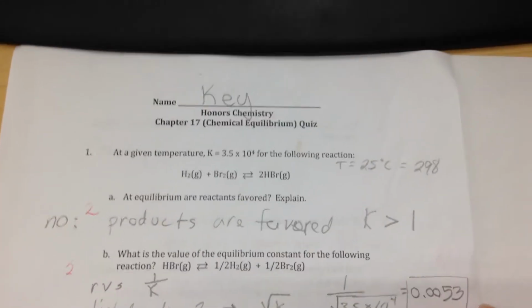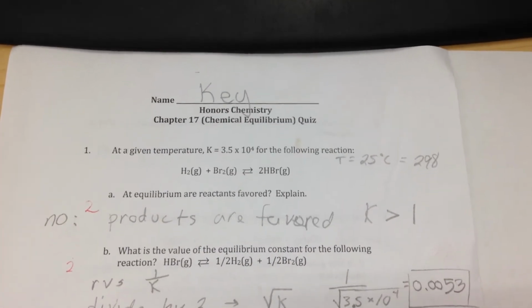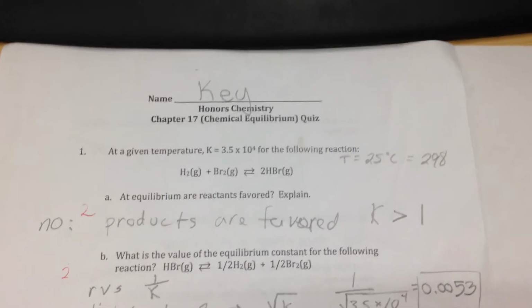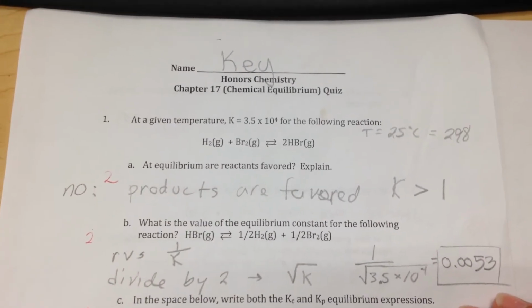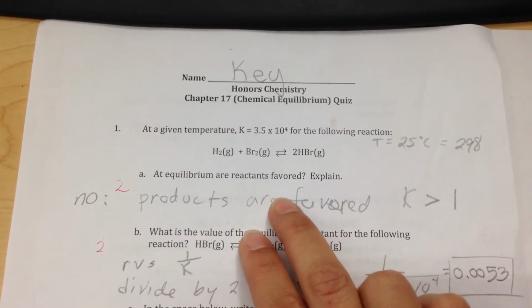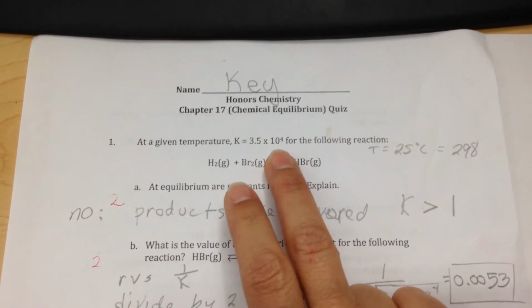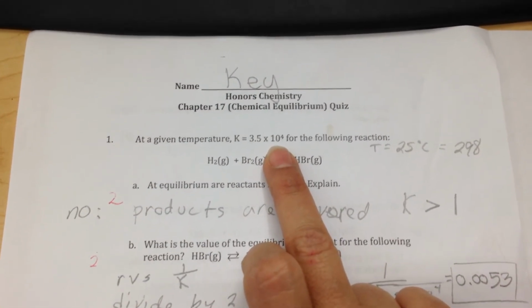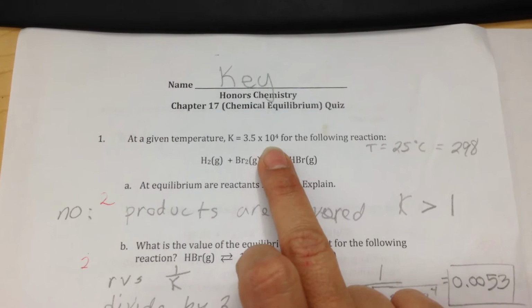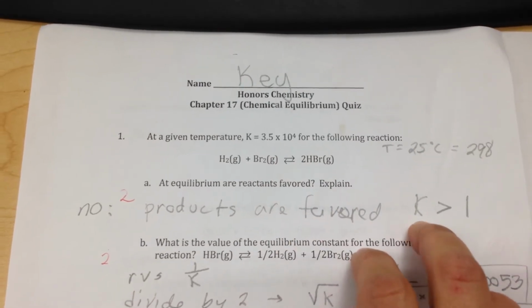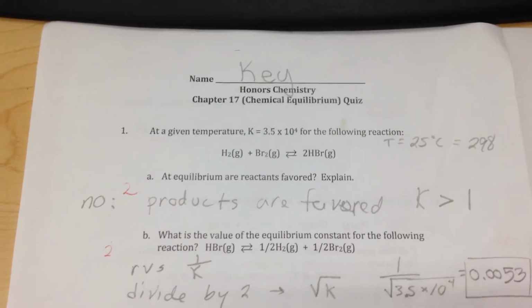All right, we're going to go over the answers to the quiz you guys took on Friday. Let's take a look at part A. At equilibrium, are reactants favored? Well, the K value is really large, indicating that there are more products than reactants overall. We say that if K is greater than 1, then the reaction is product favored.